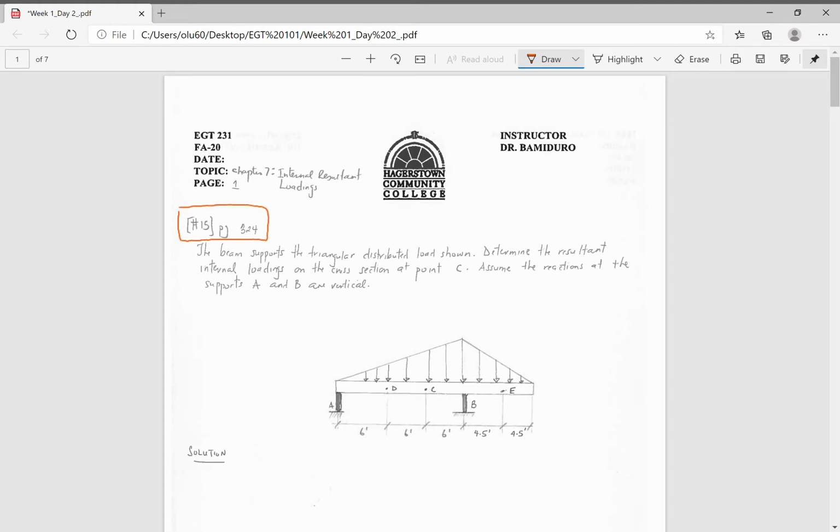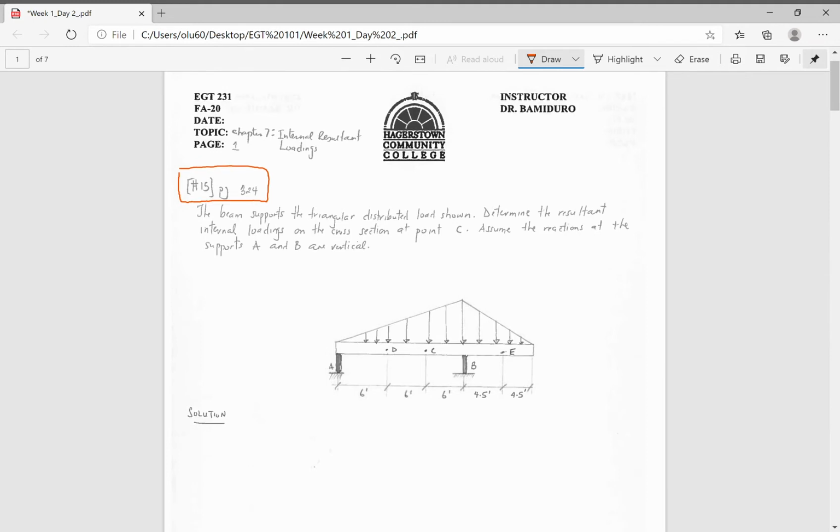Okay. So when you look at your textbook, page 324, number 15, we have a problem here that states that the beam supports the triangular distribution load as shown. And they want us to determine the resultant internal loading at the cross section at point C. So point C right here. Assume that the reactions at the supports A and B are vertical.